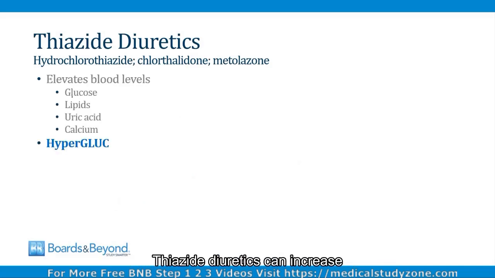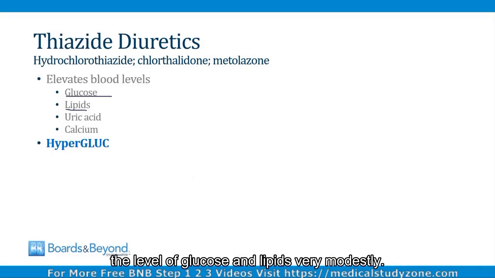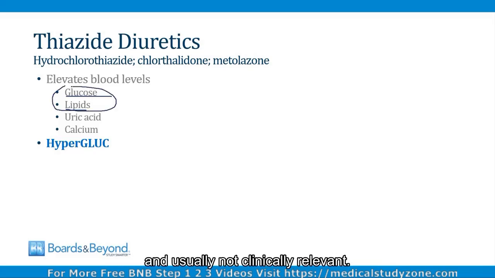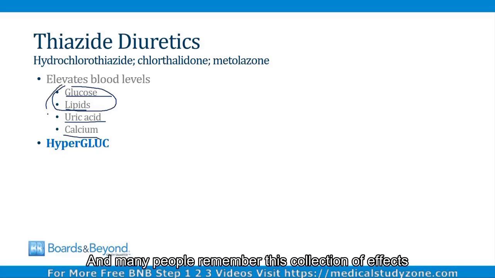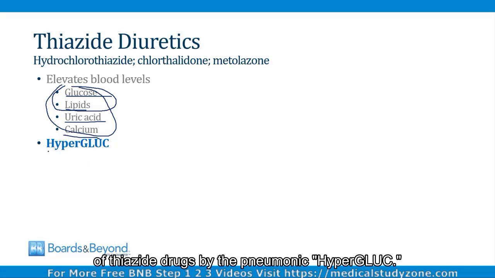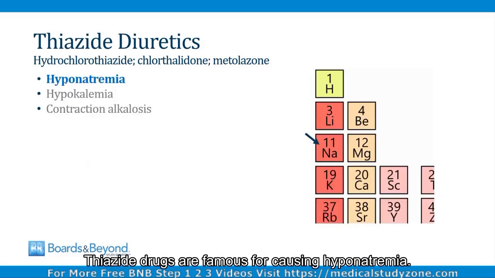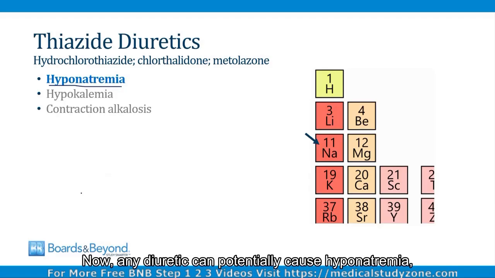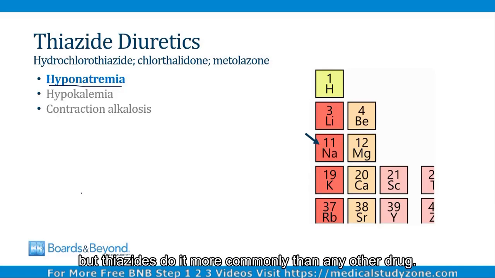Thiazide diuretics can increase the level of glucose and lipids very modestly. At the dosages we use in modern practice, these effects are very, very mild and usually not clinically relevant. Years ago, when much higher dosages of thiazides were used, patients could develop significant increases in glucose and lipids from these drugs. We've already talked about how thiazides can increase uric acid levels, and we've also already talked about how they increase calcium levels. And many people remember this collection of effects of thiazide drugs by the mnemonic hyper-GLUC. Thiazide drugs are famous for causing hyponatremia. Now, any diuretic can potentially cause hyponatremia, but thiazides do it more commonly than any other drug.